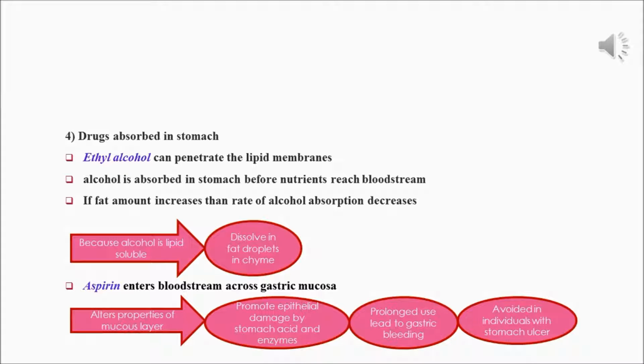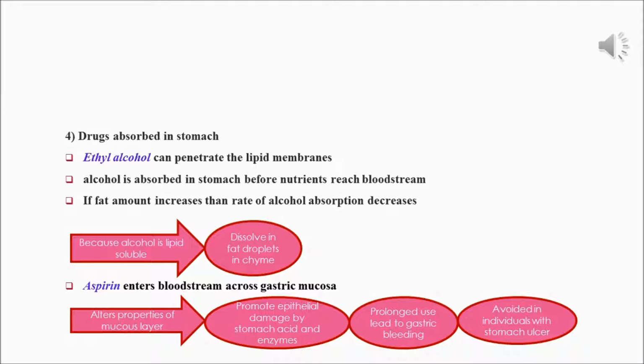Furthermore, there are two types of drugs which are absorbed in the stomach, which are ethyl alcohol and aspirin. Ethyl alcohol can penetrate the lipid membranes. Alcohol is then absorbed in the stomach before the nutrients can reach the bloodstream. The nutrients refers to the nutrients in the meal. If the amount of fat in a meal increases, then the rate of alcohol absorption decreases. This is because alcohol is a lipid-soluble compound. It will dissolve in the fat droplets in the chyme.